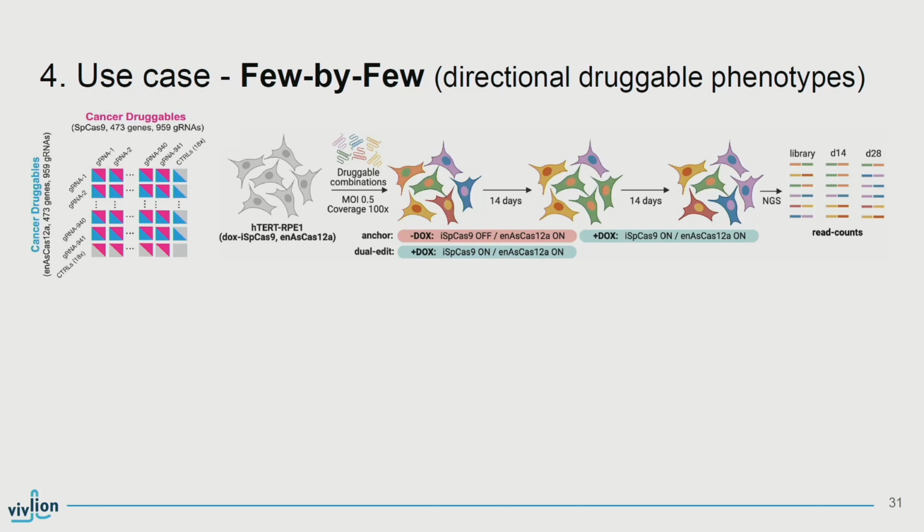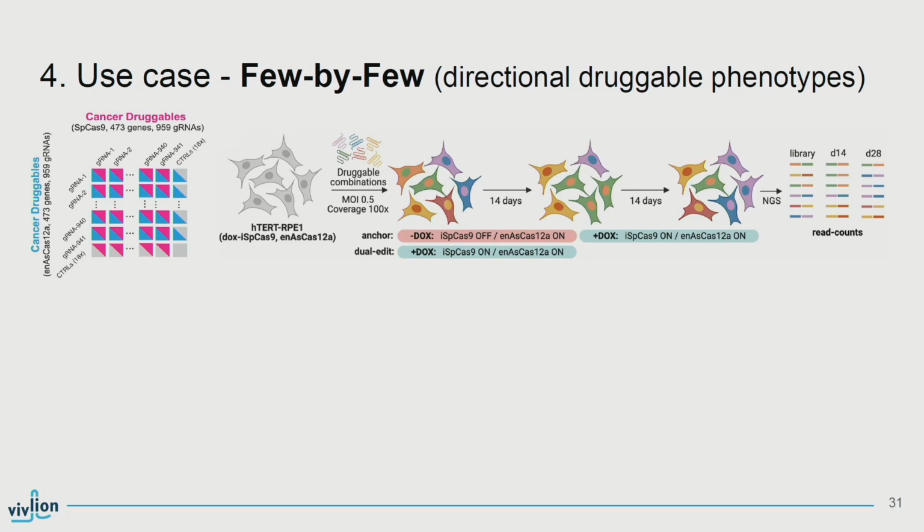We use this library in a cellular model that expresses a Cas9 and a Cas12. The Cas12 is constitutive, and the Cas9 is DOX-inducible. What that means is one of the guides will be active right from day 0, and the second guide will be active only once we add DOX. Now, we can use our cell line and add DOX right away, and then we have a combinatorial screen right from the beginning, dual editing.